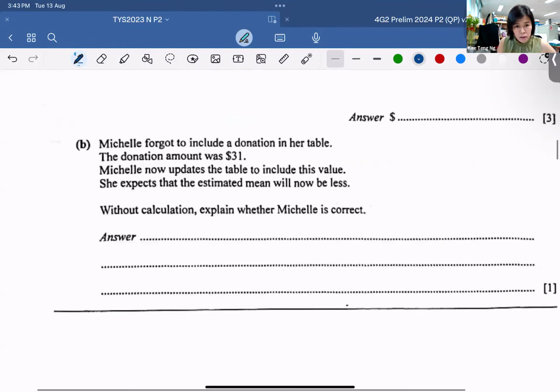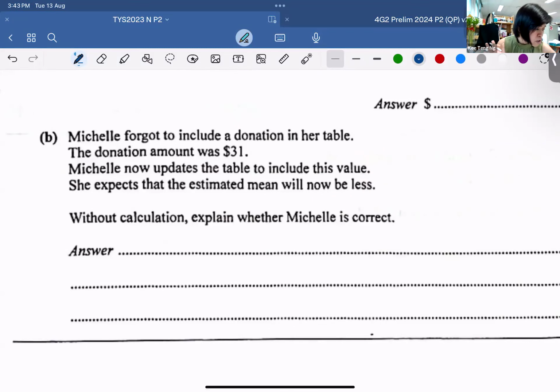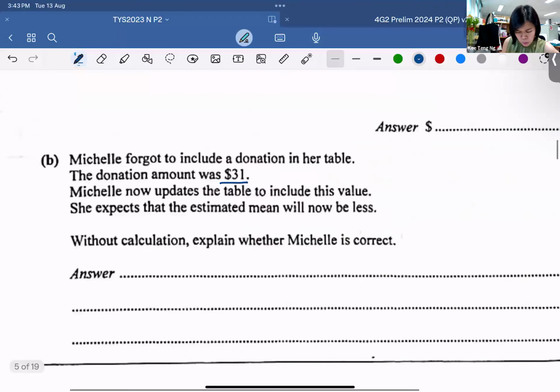But the second part, just now, Hannah already mentioned we have a lot of explanation questions, right? So I was just talking about this question. It happened that this question also has, Michelle forgot to include one donation. The amount was $31. It's a new value, right? She now updates everything in the table to include this value. She expects that the estimated mean will now be less. How do I know?